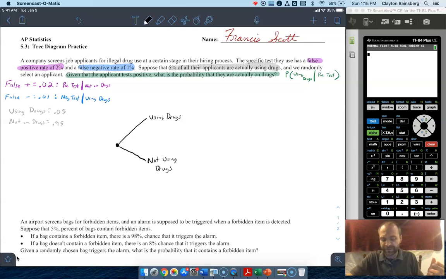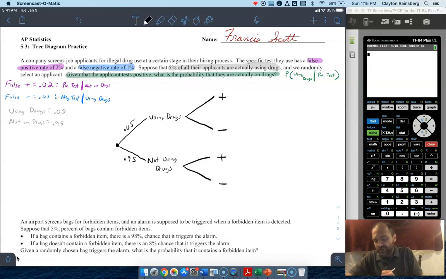And I know my probabilities. We're told that 5% of the applicants use drugs, so I'm going to put 0.05 here. That means 95% do not use drugs. That wasn't too bad. Now those people applied. They're either using drugs or not using drugs. Then they're going to get screened, and so they're going through their drug screening now. And when they're going through the drug screening is where we have the positive or the negative results.